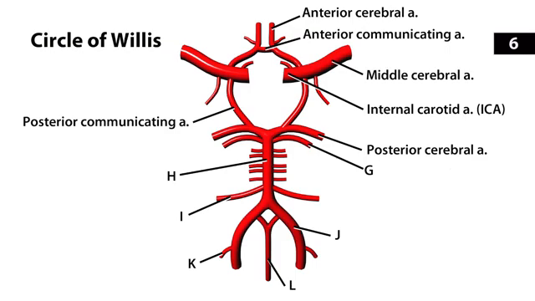Now let's look at the posterior circulation of the brain, which supplies the cerebellum and the brainstem. In fact, let's follow the flow of blood up from the neck again. So letter J is the vertebral artery coming up from the cervical spine.